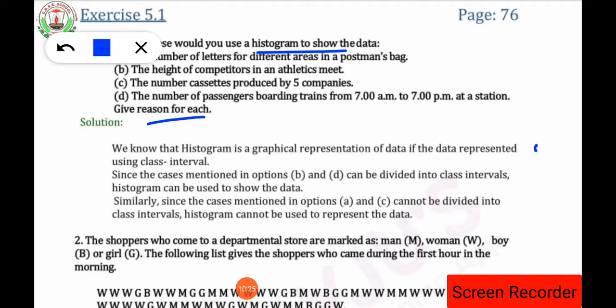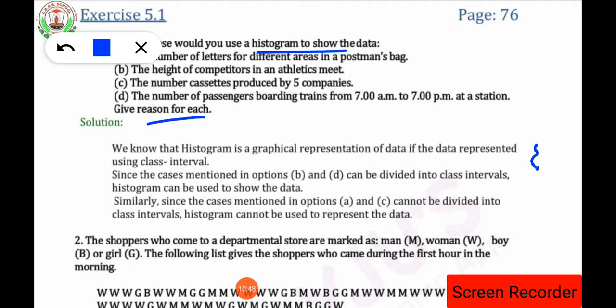In the same way, 5 companies we have, and the data of the 5 companies we are going to see. Can we draw a histogram for that? Histogram graph for the 5 companies, we have to answer either yes or no. If yes, then we have to give the reason, and if it is no, then also we have to give the reason for the same.